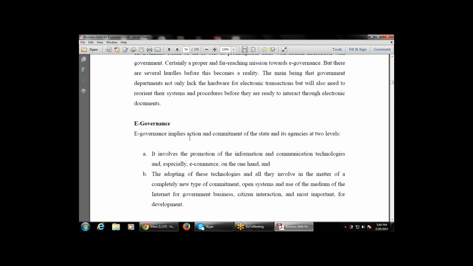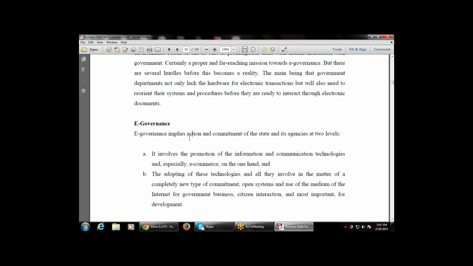What are the two levels? First, e-governance provides various information related to communication technology, and especially e-commerce, on the one hand. Then, the adoption of e-governance, that is, the adoption of the technology, involves a completely new type of commitment, an open system, and the internet as a medium for government and businesses. So these are the two levels at which e-governance takes place.